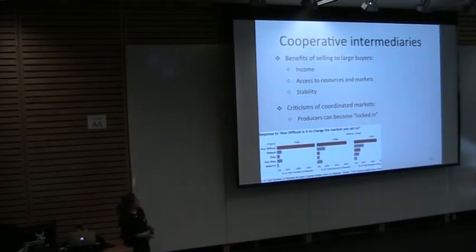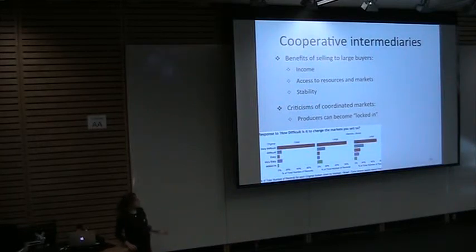The other potentially interesting thing that I'll touch on here is this idea of cooperative intermediaries. So Dos Pinos being both a big processing company and a controlling intermediary, but also a cooperative. And when I spoke to producers, I saw many similar benefits to what you find in the literature that are benefits to selling to these large buyers. So increased income, increased access to resources and markets, and better stability. So knowing that you're always going to have somebody to buy your product.